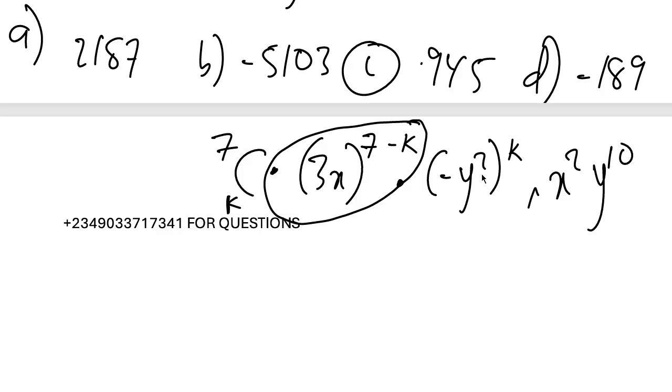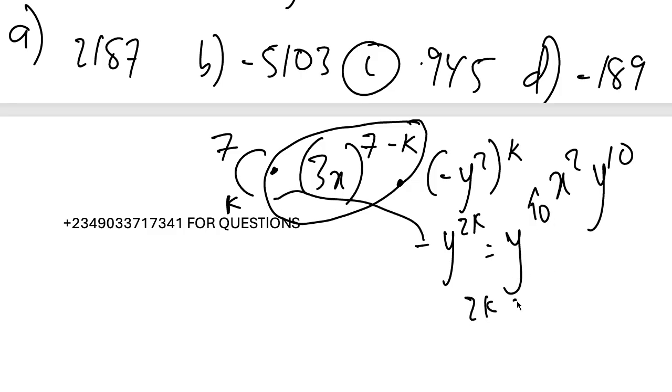So this negative y squared to the power k is the same thing as negative y to the power what? 2k. Are you following? So what then happens is equal to what? We are not concerned about the negative. What we are concerned about is y. So we can even take this minus back. Is equal to what? y to the power 10. So that means 2k is equal to what? 10. That means k is equal to 5.